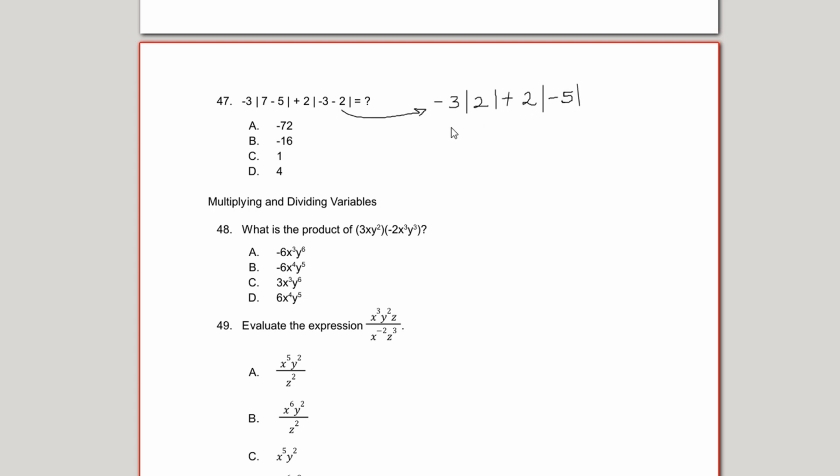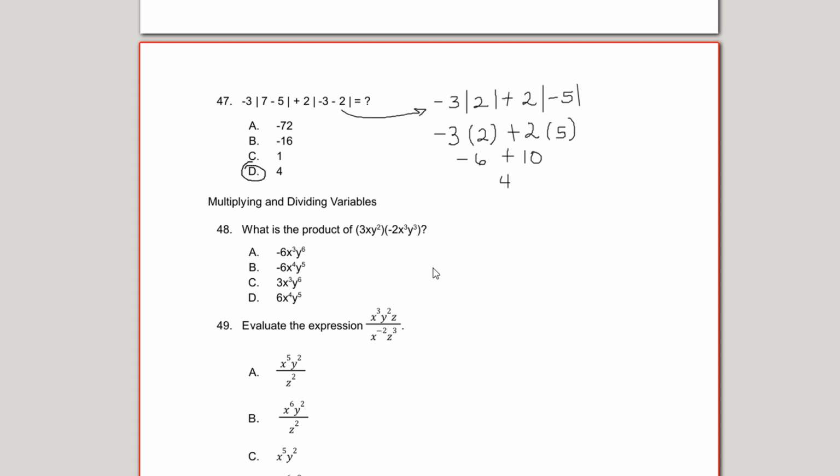Now let's evaluate with our absolute value. We still have this negative 3, but I'm going to convert. When I evaluate the absolute value of 2, which is 2, I change this to parentheses, plus, rewrite the 2. The absolute value of negative 5 is 5, and we're putting that in parentheses now. Now we'll evaluate by multiplying. Negative 3 times 2 is negative 6, plus 2 times 5 is 10. Negative 6 plus 10 is 4. And that is answer choice D.